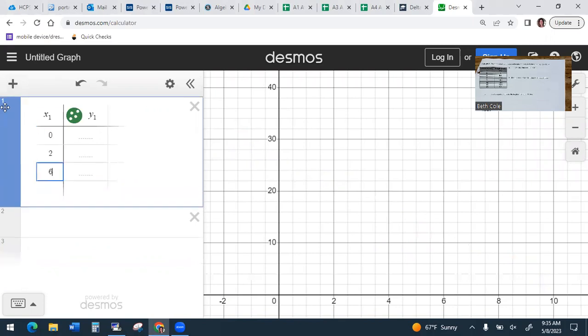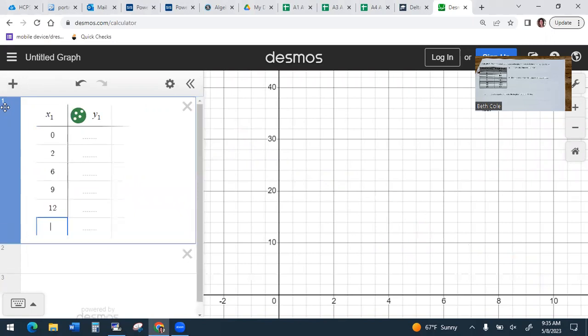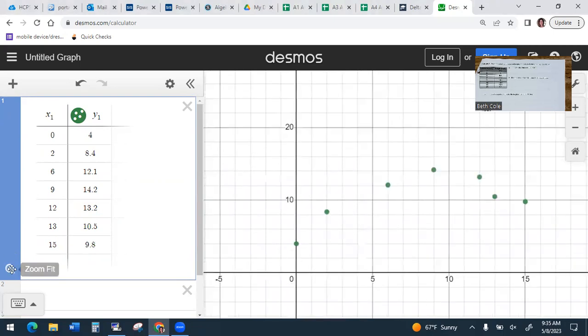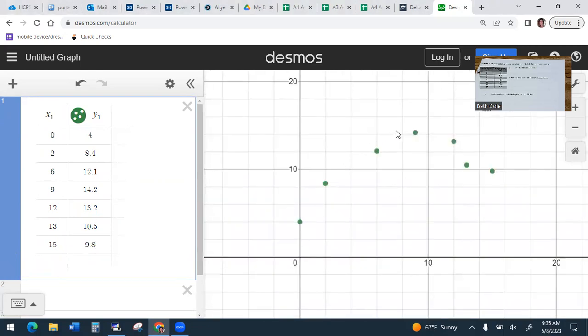All right, 2, 6, 9, 12. Oops, 13. See, if you type one button wrong, the whole thing is going to be wrong. All right, 4, 8.4, 12.1, 14.2, 9.8. I know this isn't the super interesting part, but guys, you got to be able to do this, so don't lose focus on me. All right, look, I'm gonna hit the magnifying glass. Oh my gosh, do you see how it goes up and then turns around? So it is quadratic. So choice A, circle quadratic.